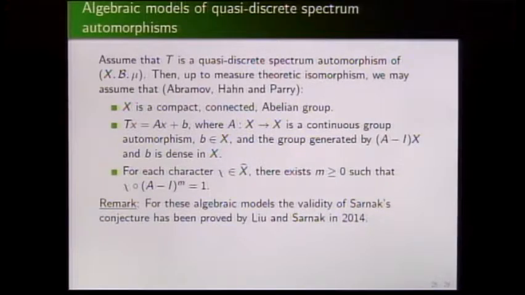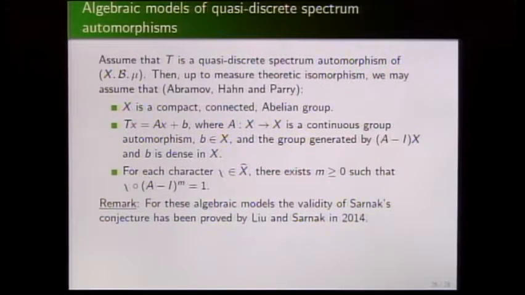So finally, transformations with quasi-discrete spectrum. These are transformations for which quasi-eigenfunctions form a dense, or linearly dense, set in L2. And this condition is added for some reasons. This must be totally ergodic. So the main theorem which we proved is that quasi-discrete spectrum transformations have this AOP property.